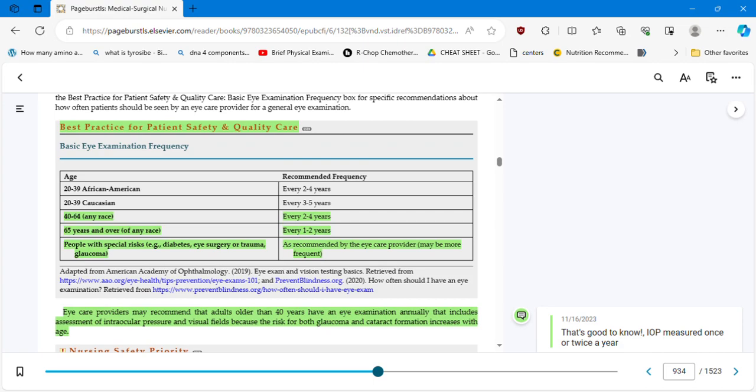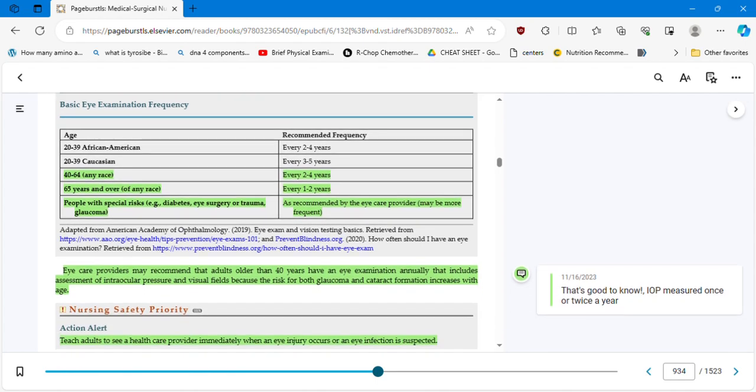So here you have your basic eye examination frequency. I have highlighted whatever I think is kind of important, as Dr. Berg mentioned before. If you are below 40 years of age, and you have certain conditions, then you have to increase the frequency of visits to your ophthalmologist. 40 to 64 is every 2 to 4 years. If you have any conditions, of course, it's going to be every year or maybe every 6 months.